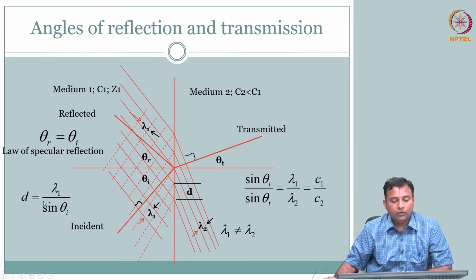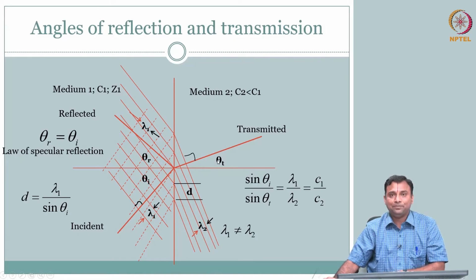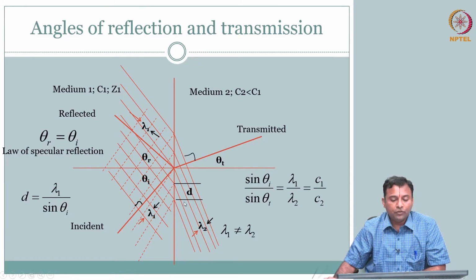Of course, from the geometry you can talk about the d that is here. From the geometry, d is lambda 1 by sin theta I, that is on the incident side, but d is the boundary. So d has to be matched on the other side as well. So d should also be related to lambda 2 and sin theta 2, theta t.